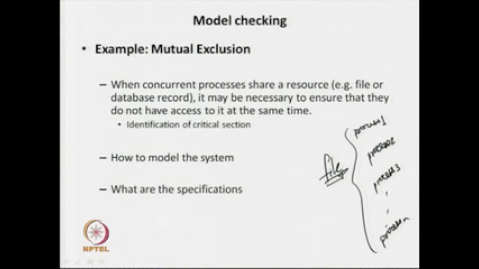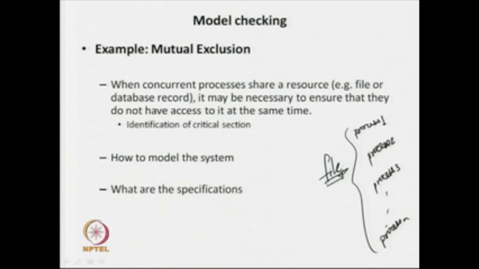Two such processes should not access the file simultaneously. That is the restriction, and we have to identify those critical sections. We said that the file used by this particular code segment will be treated as our critical section. So, all processes may have a critical section, and they should not use this particular file at the same time.